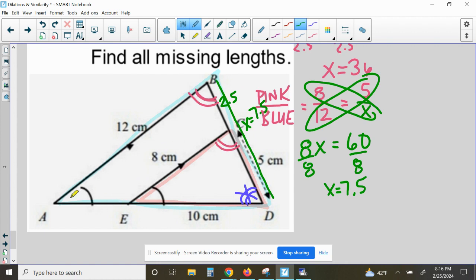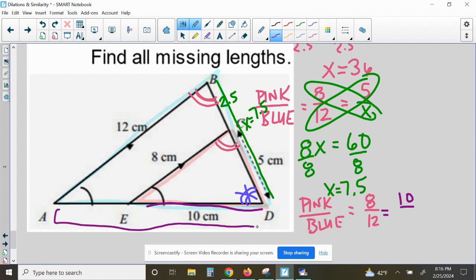Okay, now we need to get this piece down here. So we already know pink over blue. I'm going to use the nice pretty sides that we already started with. The pink to blue was 8 over 12 for these two pieces. That's the nice pretty one. I'd rather not use decimals if I don't have to. We need pink over blue at the bottom. So at the bottom, this side is 10, so that's pink, right? And this piece right here, we don't know, so let's just call it y.